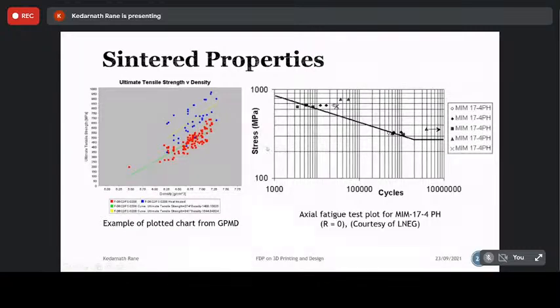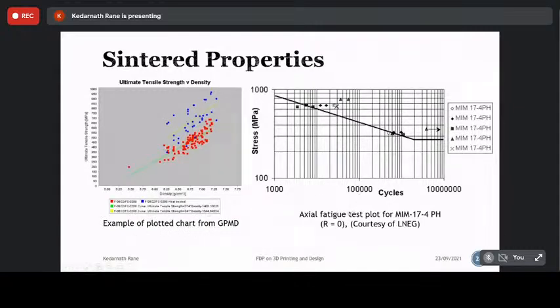Okay, so density and again UTS, we can see there is a linearly increasing trend. As soon as you increase the density, your strength is going to increase. It is applicable for any combination of heat treatment or any material.